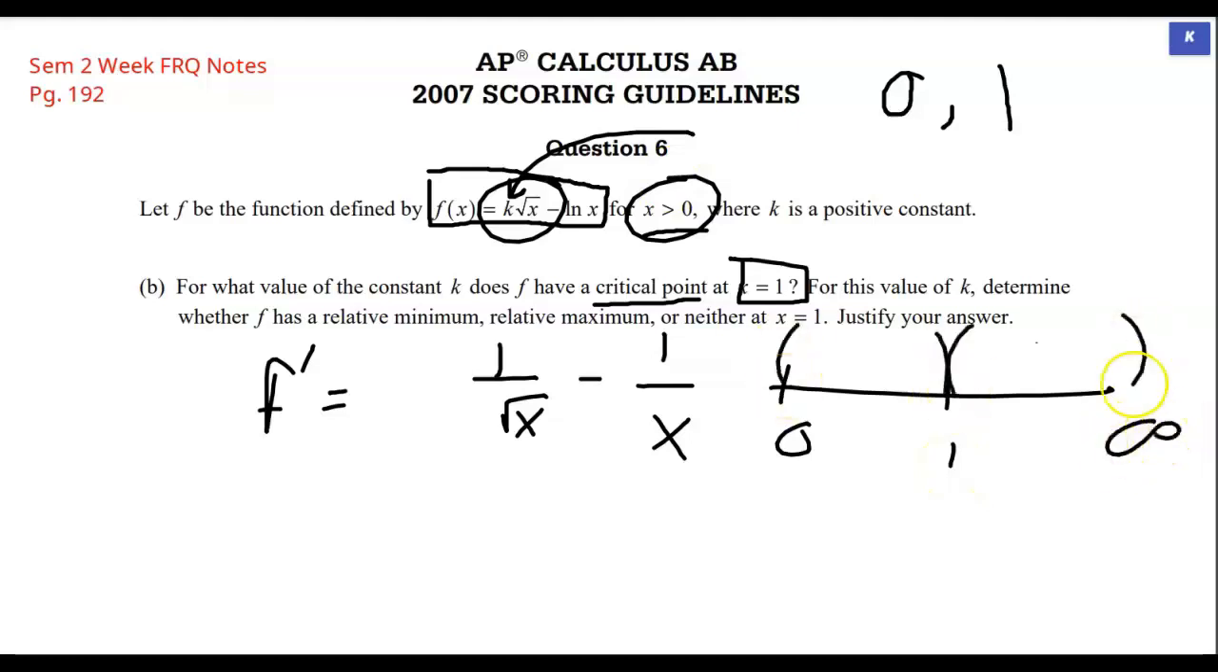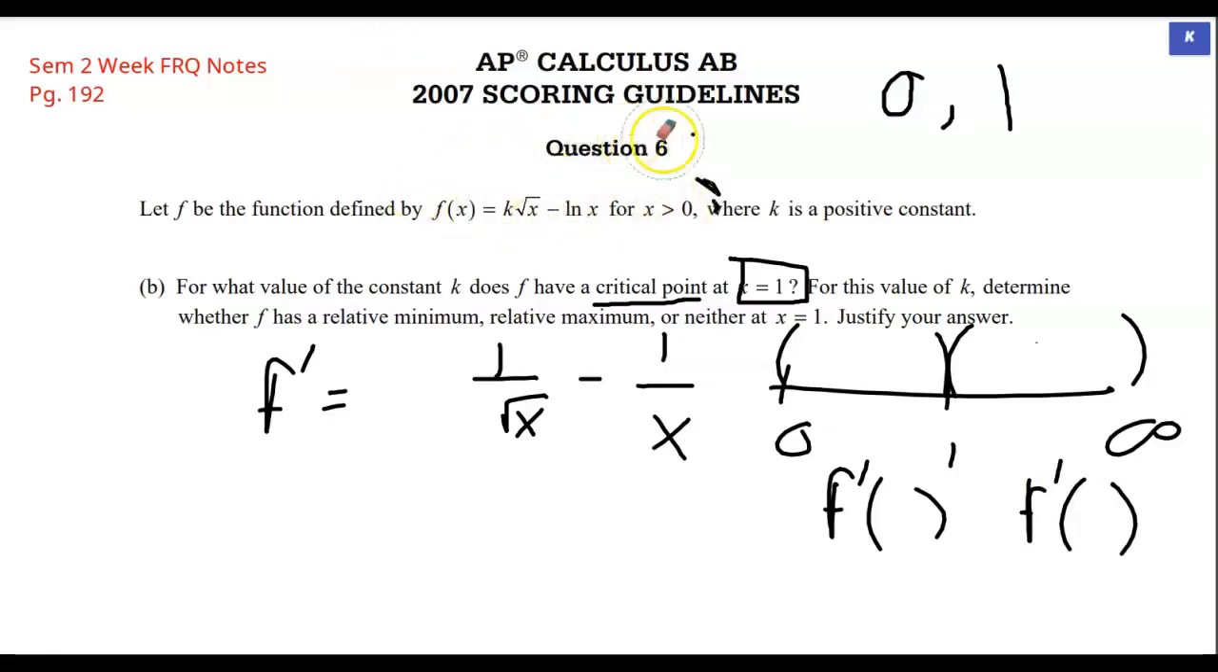So I've really got 2 intervals that I need to look at. So I need to figure out what's f prime of a number between 0 and 1, and what's f prime of a number between 1 and infinity. Now, once again, we're on question 6. And that means no calculator. Okay? Now, you might be fine plugging in any point you want to, and you probably would get the answer anyway, but I want to pick a good number.